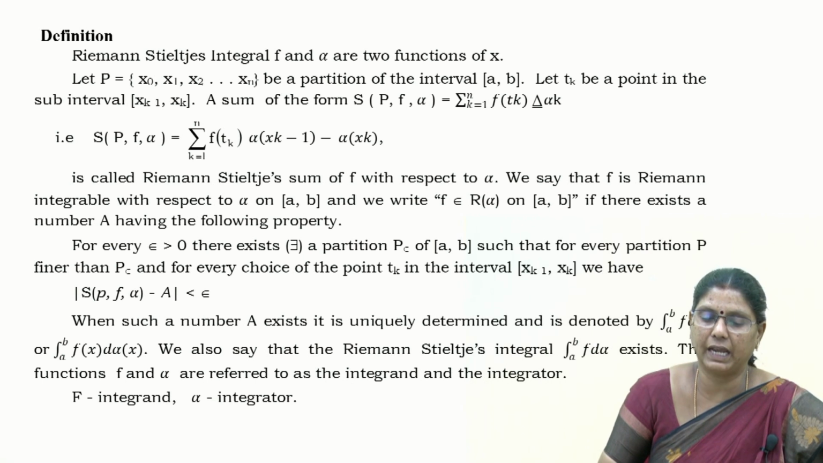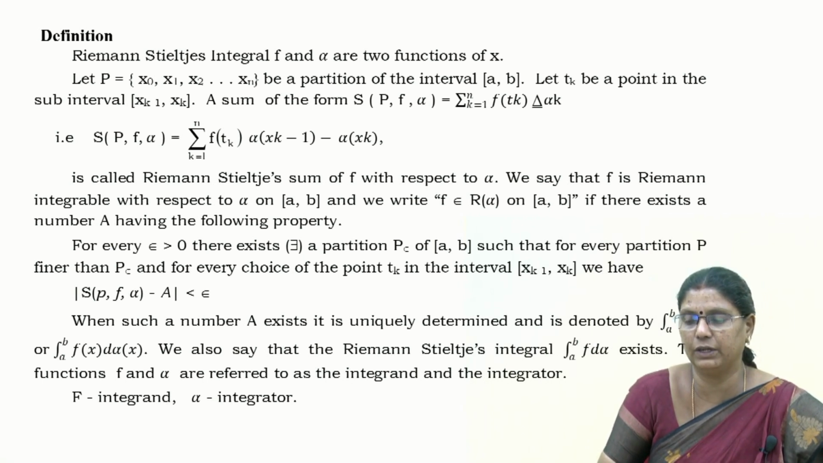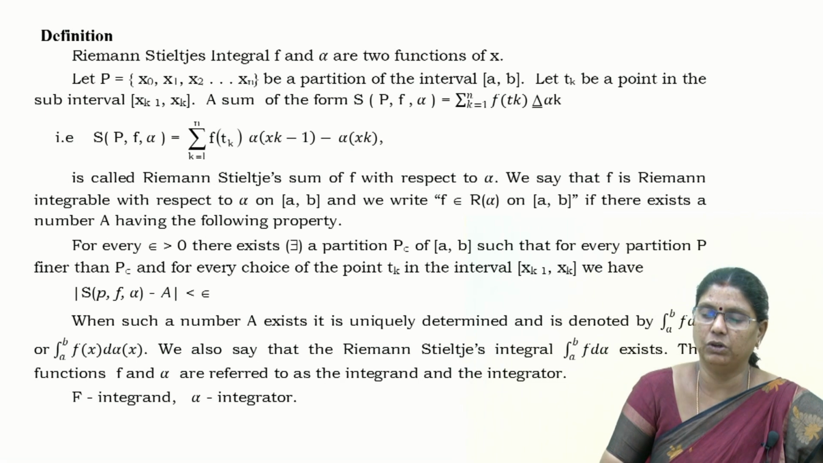When such a number A exists, it is uniquely determined and it is denoted by the integral from a to b of f d alpha, that is A equals the integral from a to b of f d alpha, or otherwise we denote this as the integral from a to b of f(x) d alpha(x). We also say that the Riemann-Stieltjes integral from a to b of f d alpha exists, or simply we write f belongs to R(alpha).